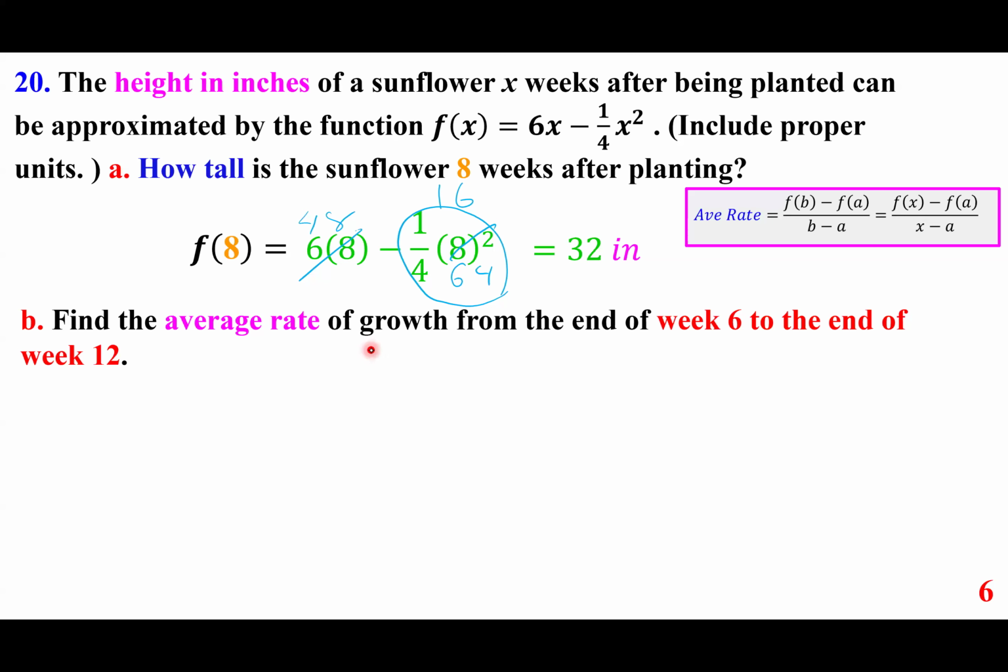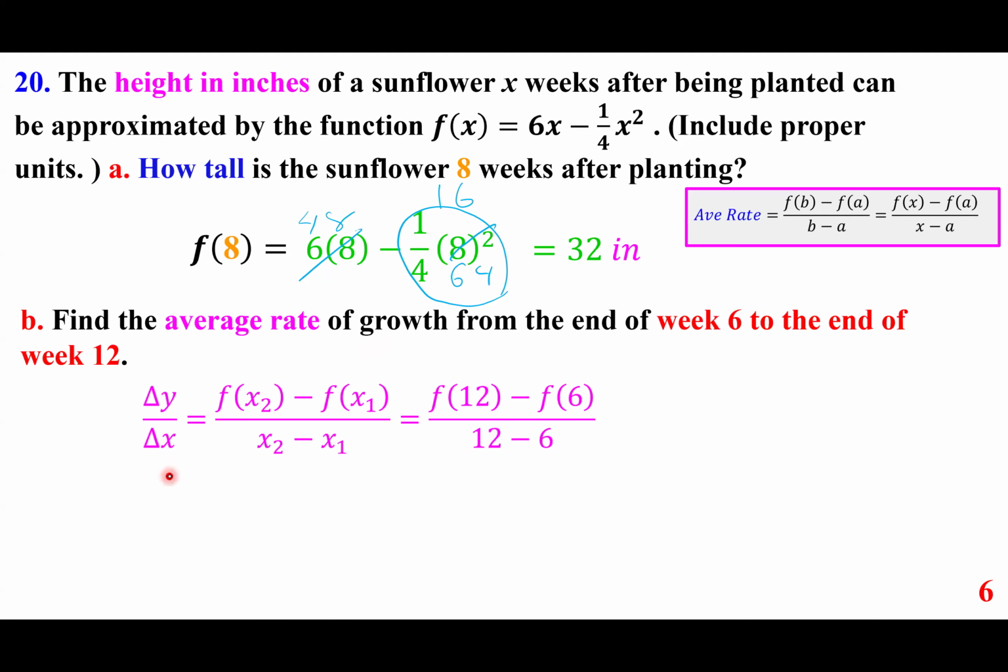Find the average rate of growth from the end of week 6 to the end of week 12, rise over run. Delta y over delta x, or f of x sub 2 minus f of x sub 1 over x sub 2 minus x sub 1. In this question, f of 12 minus f of 6 over 12 minus 6. So bottom is 12 minus 6 or 6.